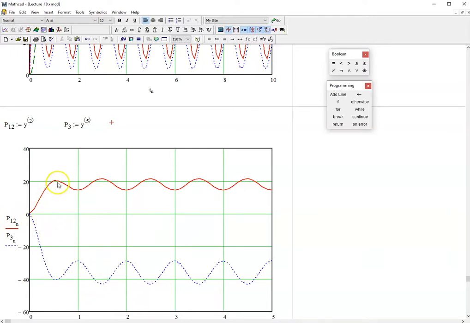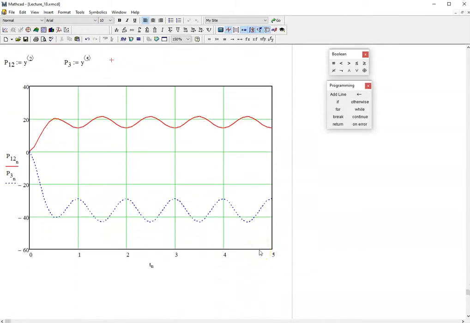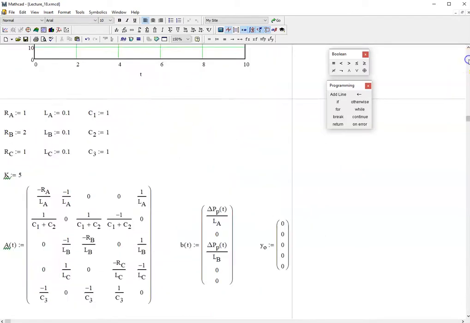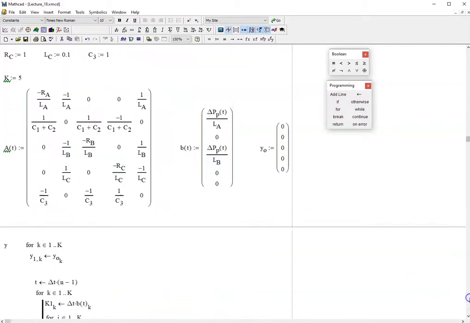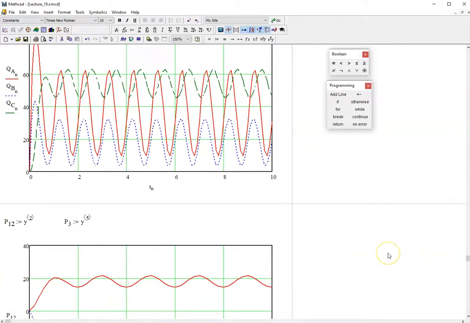P0 minus P12 plus P12 minus P3 should be equal to the pressure gain at the pump. We can calculate P0 from the difference between these two, compare it to the pressure induced by the pump, and know that those are equal. More importantly, we don't have a way to compare these to an analytical solution because there's no analytical solution for this problem. And so the only thing we can do is increase the density of points, the resolution of time steps, to see if it is converging to a solution.